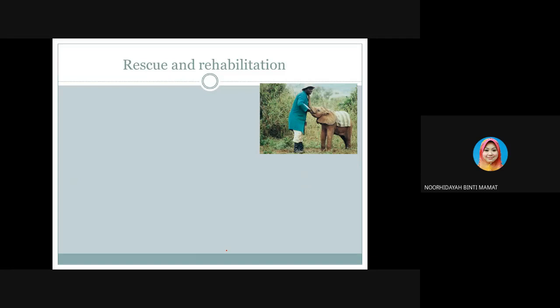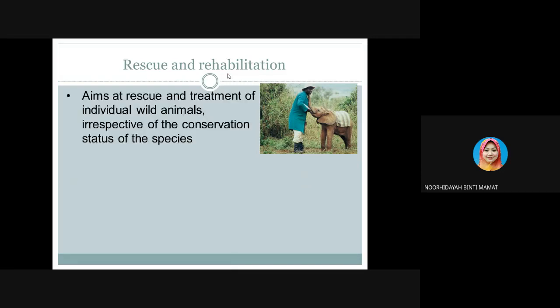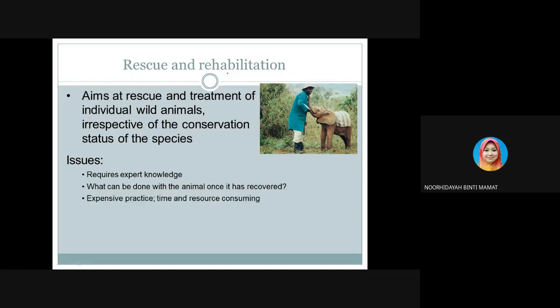So the second last one, if I'm not mistaken, is regarding rescue and rehabilitation. The aim here is the rescue and treatment of individual wild animals, irrespective of the conservation status of the animals. Even though the animals do not have endangered status, we also need to rescue and treat them if they get injured.